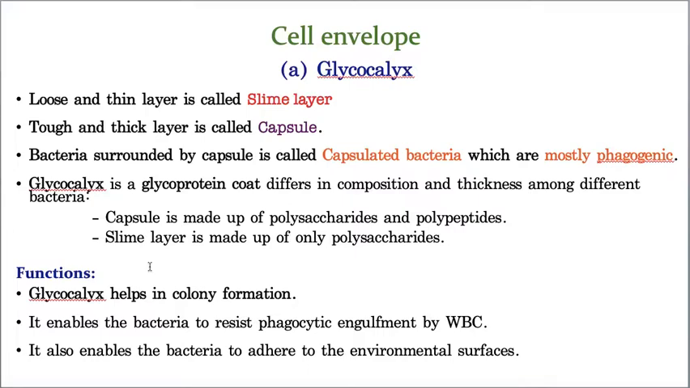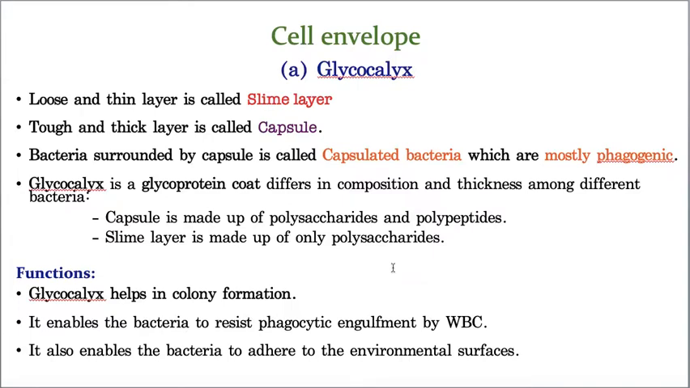Please try to understand, both are glycocalyx only, but according to their nature and composition, it differs. That is a point you need to understand. If it is present in the form of a tough coat, it needs some toughness, and the toughness is given by the polypeptides, whereas if it is loosely arranged, it doesn't need much toughness. That's why it is only made up of polysaccharides. This is a point you please understand.